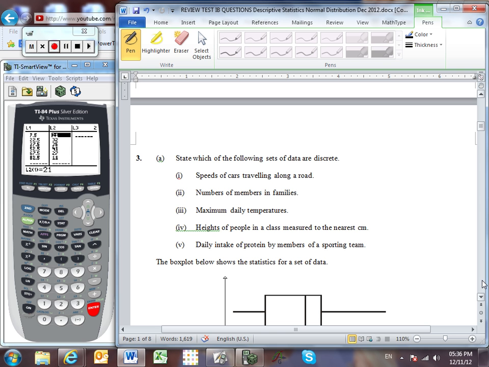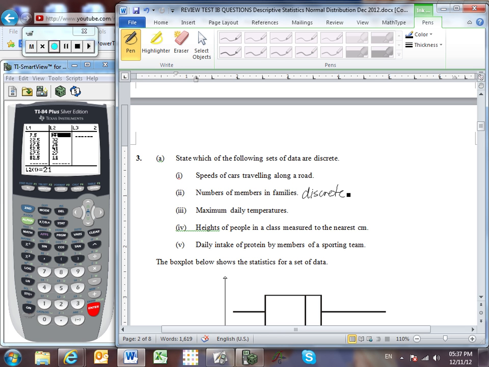State which of the following sets of data are discrete. Well, we know that speeds, we can have any possible speed, anything you can measure. We could have any possible number whatsoever if you had a device that was accurate enough to measure. So that one's not discrete. Numbers of members in families. Here we go. You can't have 2.74 people in a family, so this one is discrete.